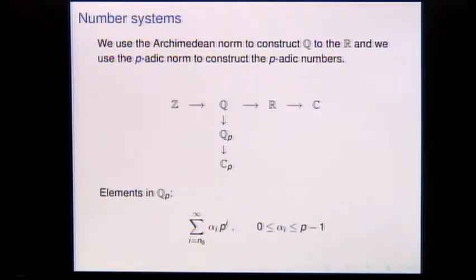But if you use instead the p-adic norm, then what you get is a new field, which is called the p-adic numbers. You are either familiar with this or not. If you're not familiar with these p-adic numbers, one can show that the elements of Q_p can be expressed in this way: there is a series in the powers of p. Again, you think of p as like an expansion in a small parameter. And these alphas take values between zero and p minus one.